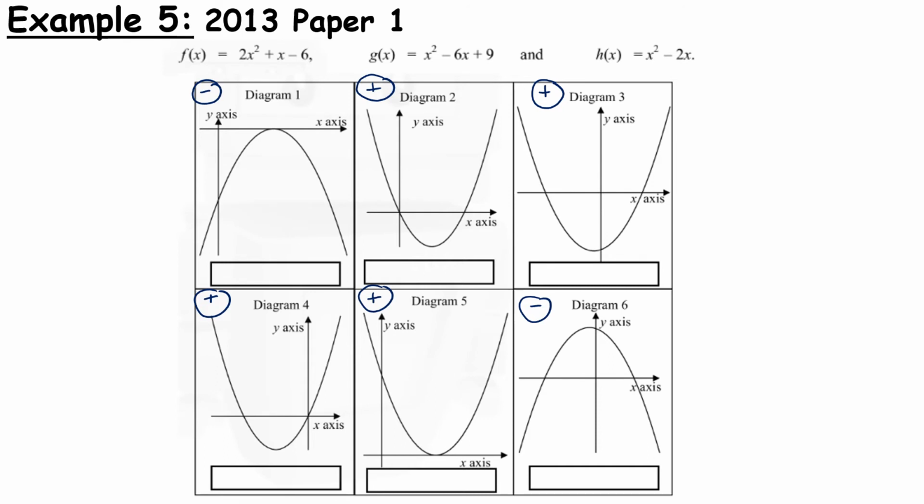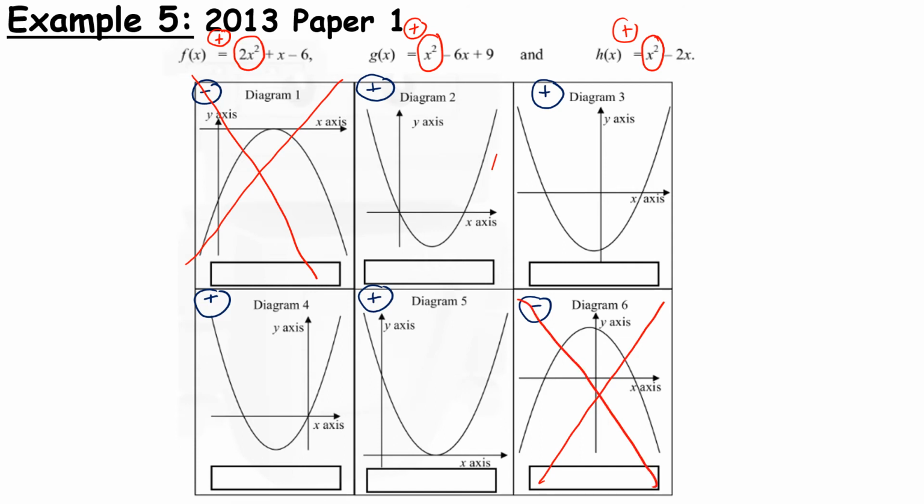Looking at my three functions, f of x has 2x squared, so that's positive. g of x is x squared, so it's positive, and h of x is x squared, which means it's positive. So actually all three of our graphs are positive, meaning we're going to disregard our negative graphs straight away. The next thing we can do is to look at the y-intercept and see if that can be helpful to try figure out which graph is which.